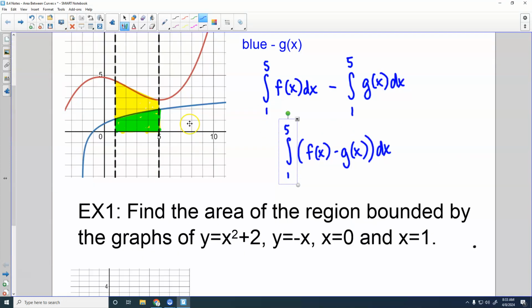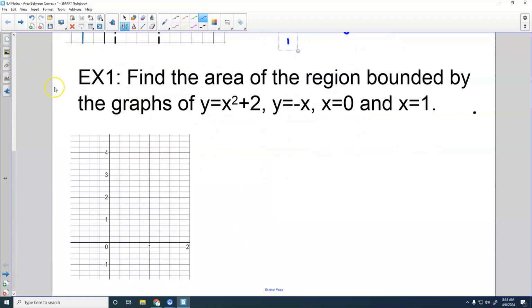When we're doing calculator inactive problems, like example 1, the big thing is you have to know what the graphs of these functions look like. Because if you don't, it's going to be hard to decide which one is your top function and which one is your bottom function. Example 1 says find the area of the region bounded by the graphs of y equals x squared plus 2, y equals negative x, x equals 0, and x equals 1. We need to pretty much graph all of these.